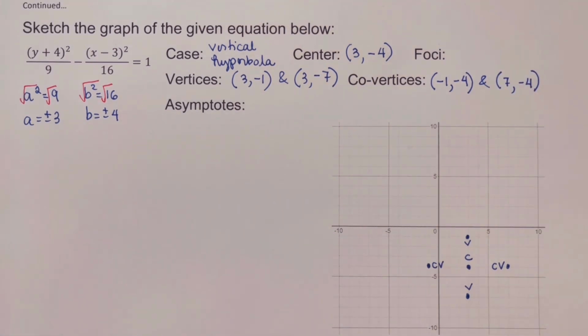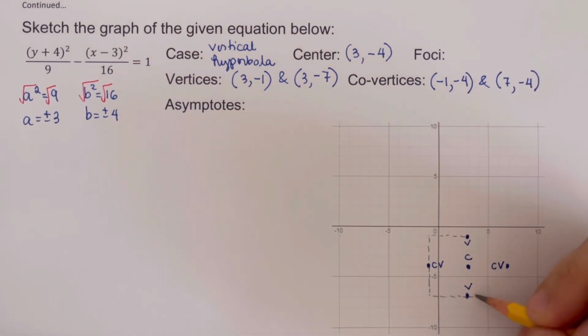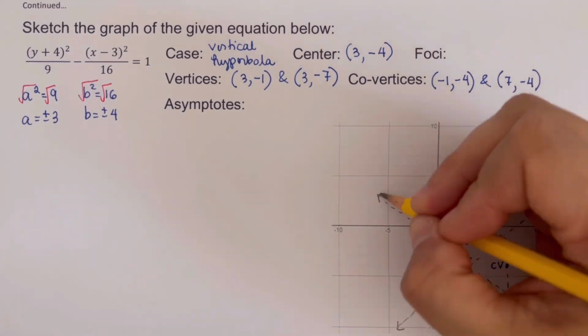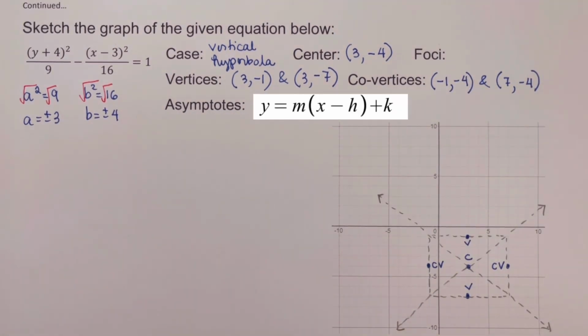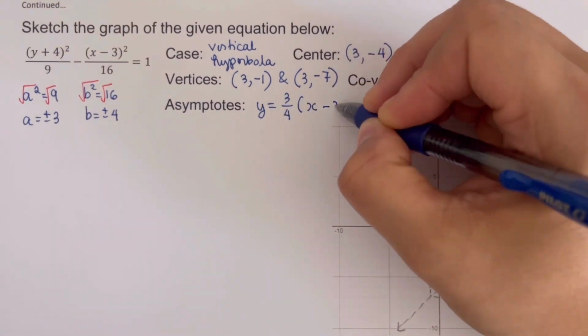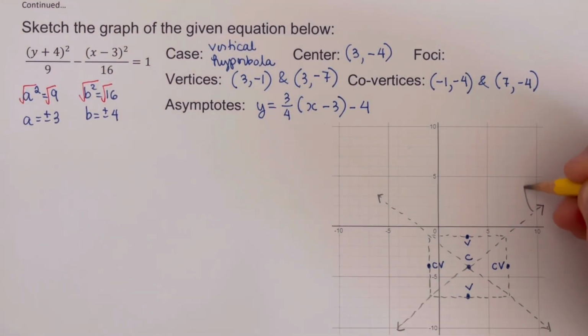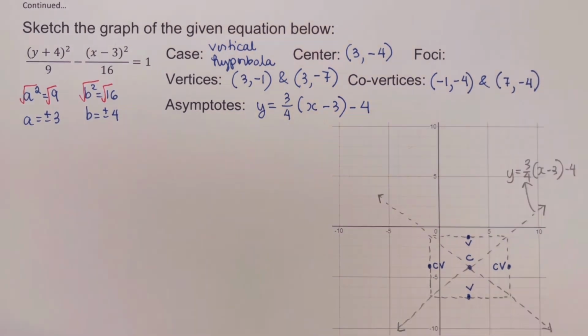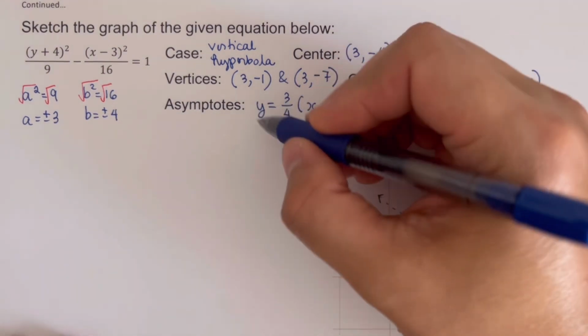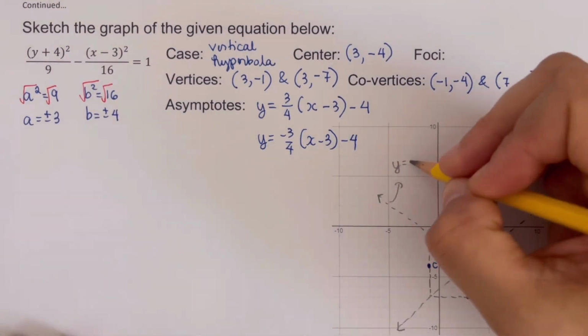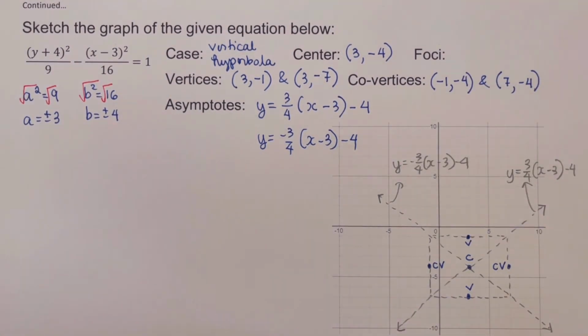So I'm going to go ahead and draw the rectangle that will guide us how to draw the hyperbola and the two asymptotes. And we remember that the equation for the asymptote is y equals slope times x minus h plus k. So I'm going to go ahead and write the equation up here. So this is the equation for this asymptote right here. Now let's find the equation of the other asymptote. So it's going to be the other way around. It's negative. So I'm going to go ahead and write that up here. So we can go ahead and sketch the hyperbola.